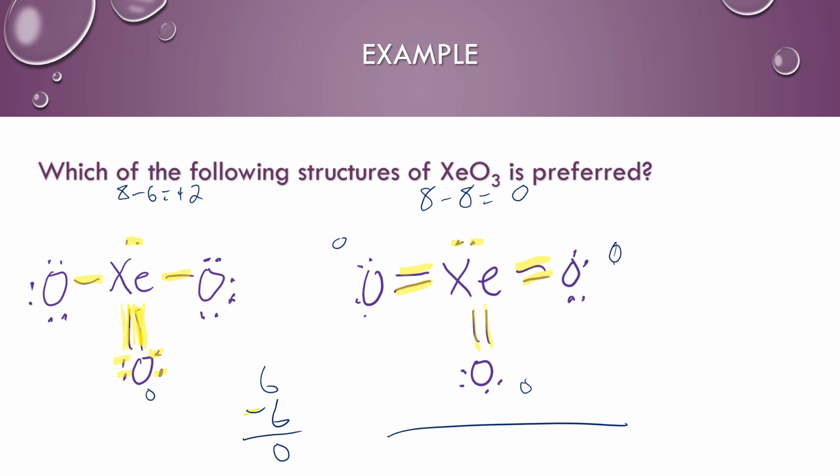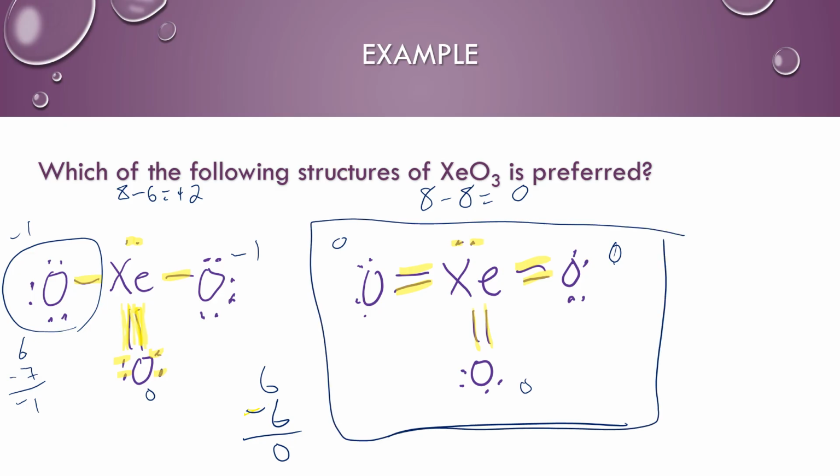The ones that have just 1 bond and 3 lone pairs, they normally have 6, and right now there's 7 electrons assigned to it. 6 in lone pairs and 1 bond, so that gives us a -1 formal charge for both of those oxygens. So this structure is the preferred structure because all of the formal charges are 0. So that gives us our answer there, and that would be your explanation and justification as well, is that this structure is preferred because all of the formal charges are 0.